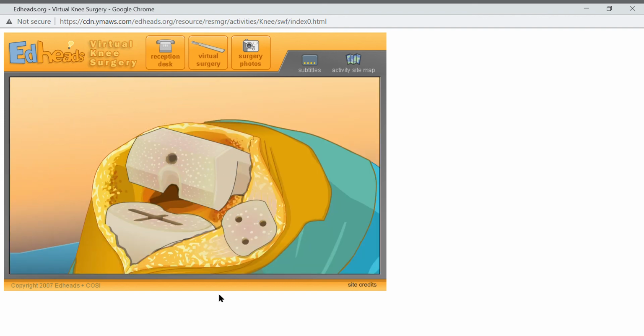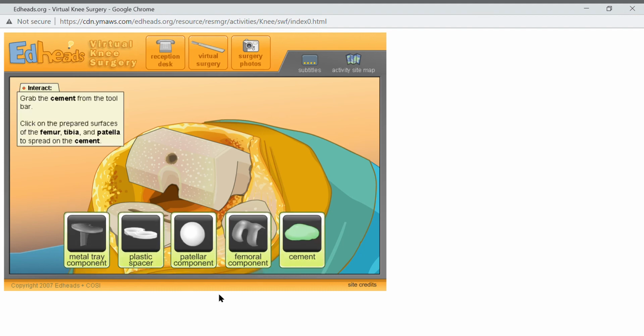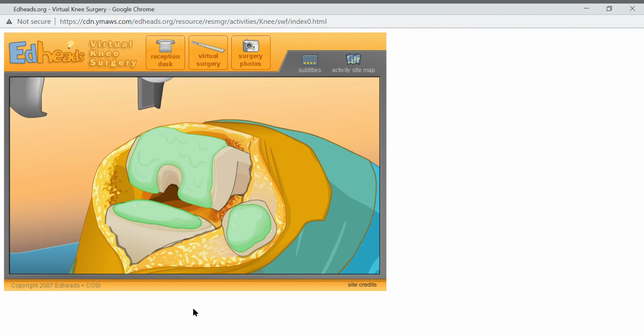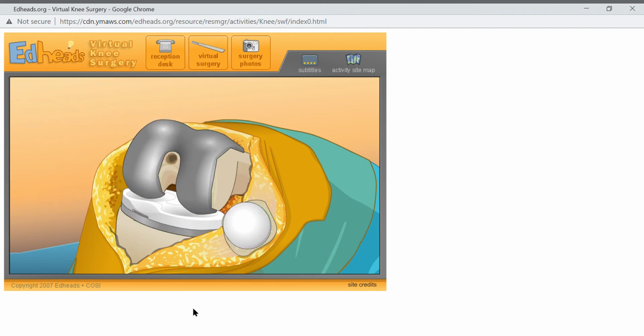Now let's remove them and prepare for the permanent components by applying a special cement compound that binds metal and plastic to bone. A scrub technician has mixed up a batch of cement for you to use. With the cement in place, the final components are permanently attached to the knee. Any excess cement will be scraped off and thrown away.